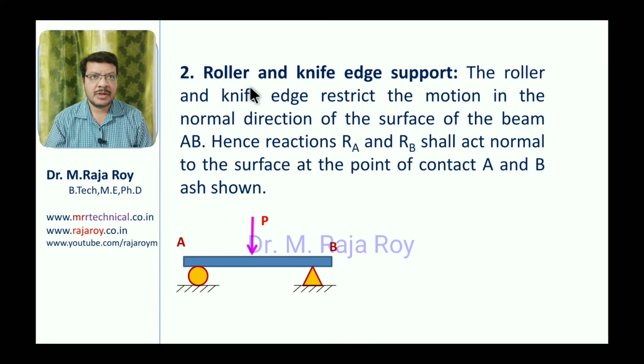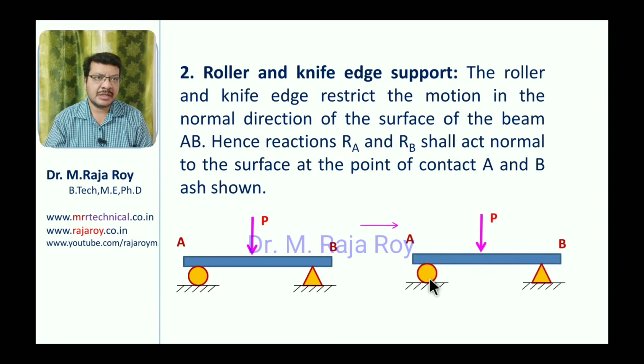Now we will see how we get the reactions for roller and knife edge supports. Here this is the roller support, this is the knife edge support. This particular bar is resting simply on this roller and knife edge. A force P is acting in the downward direction. That's why in this case also reactions will be in the upward direction. So here you can get the reactions like this. Replace these supports with reactions in the upward direction. These are the reactions.